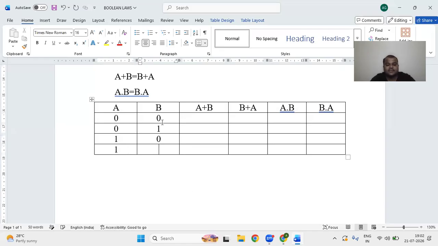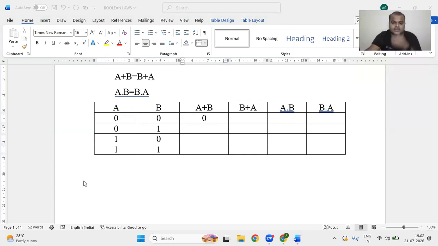Okay, A plus B. 0 plus 0 is 0. 0 plus 1 is 1. And 1 plus 0 is 1. 1 plus 1 is also 1. In decimal addition, 1 plus 1 is 2, whereas in binary it is only 0 and 1, right?